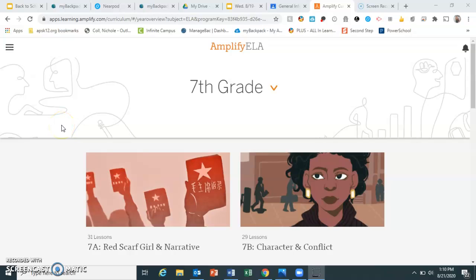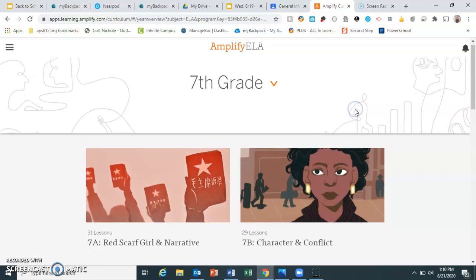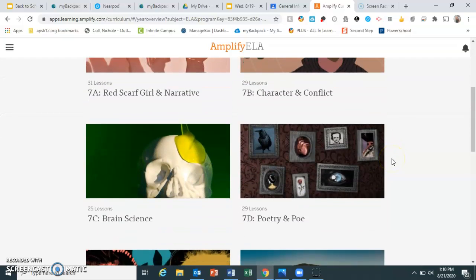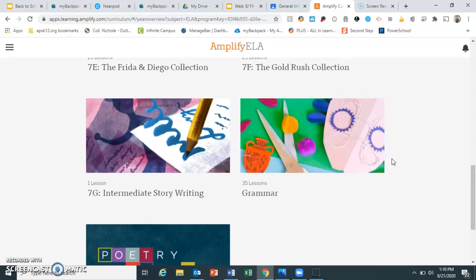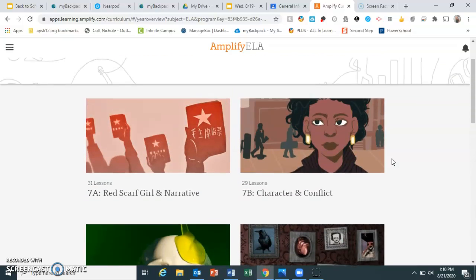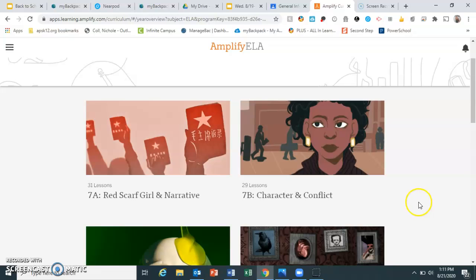Today we're going to be taking a look at our AmplifyELA platform, which houses our curriculum for the school year. When you log in as students, this is the page that you are going to see. It shows your grade level and it shows all of the units that we are going to go over this school year. Our units are not numbered, but they are in alphabetical order. So instead of having Unit 1, we'll have Unit A, which is going to be our first unit.